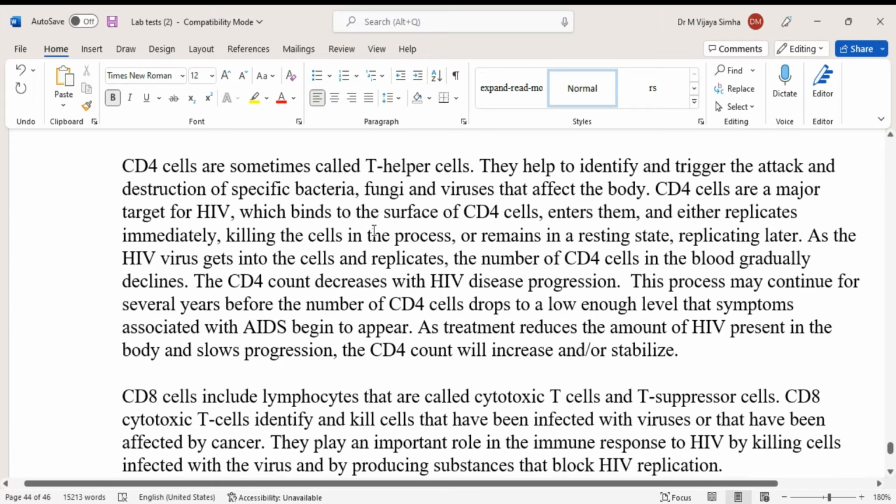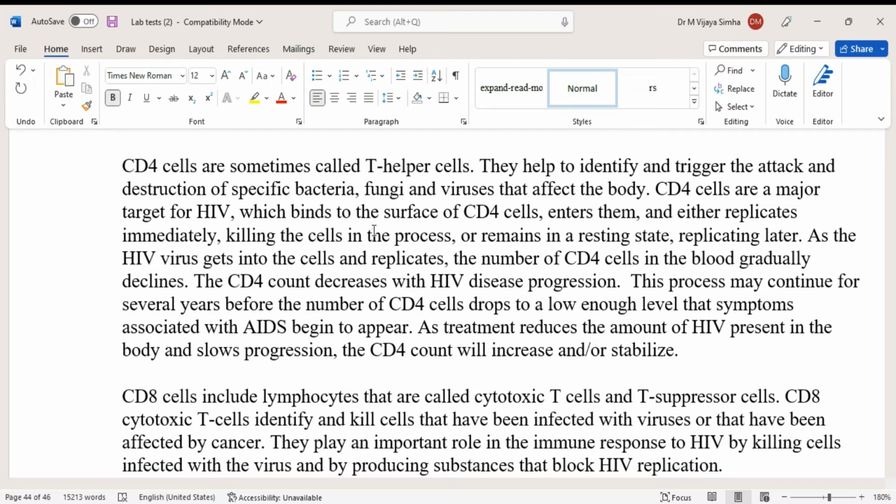CD4 cells are sometimes called T helper cells. They help to identify and trigger the attack and destruction of specific bacteria, fungi, and viruses that affect the body. CD4 cells are a major target for HIV, which binds to the surface of CD4 cells, enters them, and either replicates immediately, killing the cell in the process, or remains in a resting state, replicating later.